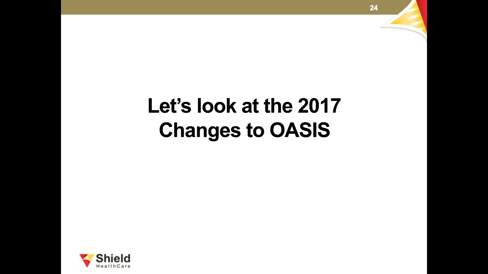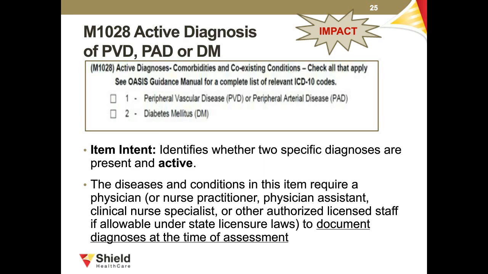So let's look at those 2017 changes to OASIS specifically. The first one was M1028. M1028 is active diagnosis of peripheral vascular disease, peripheral arterial disease, and diabetes. There are only 2 lines in this one, and it's saying that on admission and on resumption of care, does the patient have one of these diagnoses? Peripheral vascular disease or peripheral arterial disease is at response 1. Diabetes is at response 2. What they're looking at is 2 specific diagnosis categories, whether they're present and whether they're active conditions for a patient.